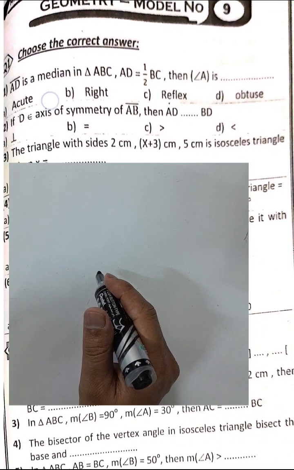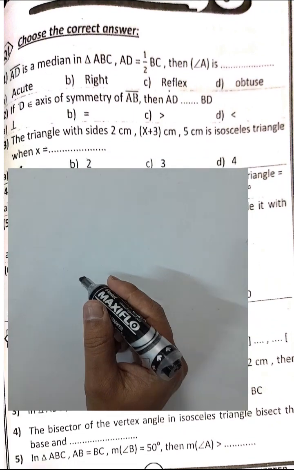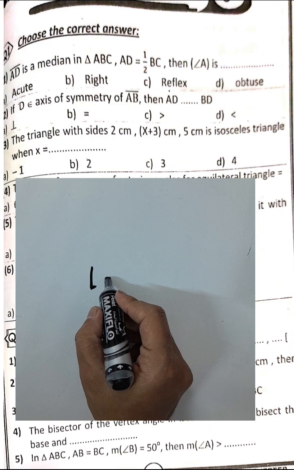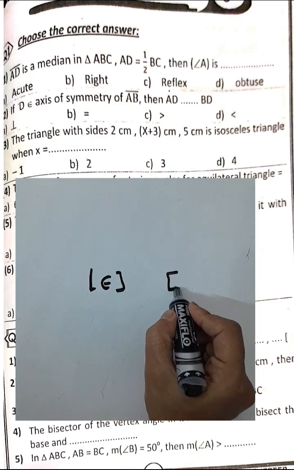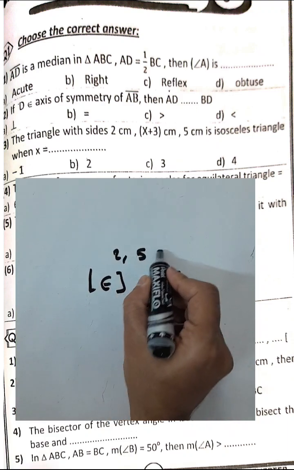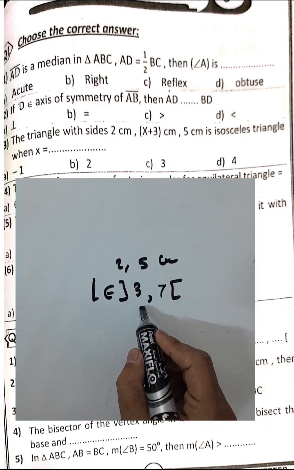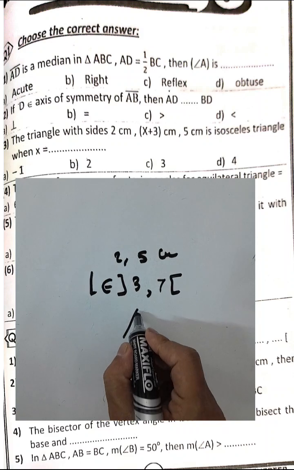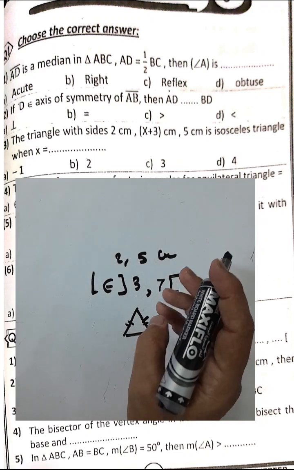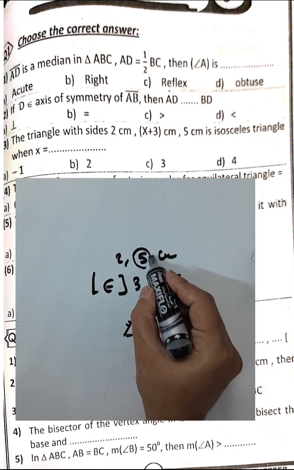Next, question number 3. The triangle with sides 2 cm, x plus 3 cm and 5 cm is an isosceles triangle when x equals what? We know that inside a triangle, any side belongs to the interval between the difference and the sum of the other two sides. We have 2 and 5 cm. The difference between them is 3, and if we add them, the result will be 7. Then the number lies between 3 and 7, and to get this triangle isosceles, it will be what? We have 4, 5, 6 lie between 3 and 7. So you must choose 5.